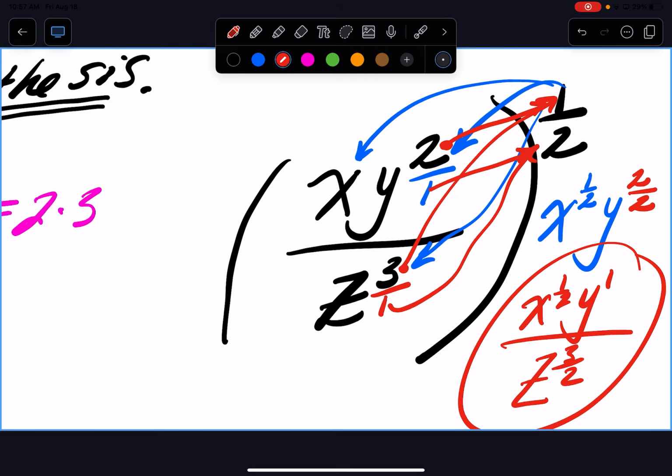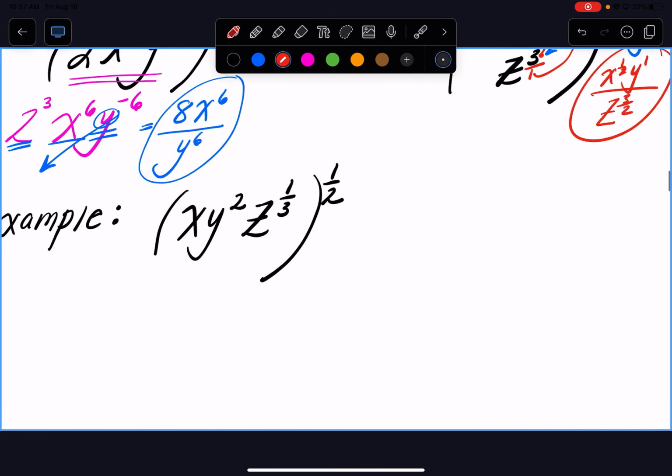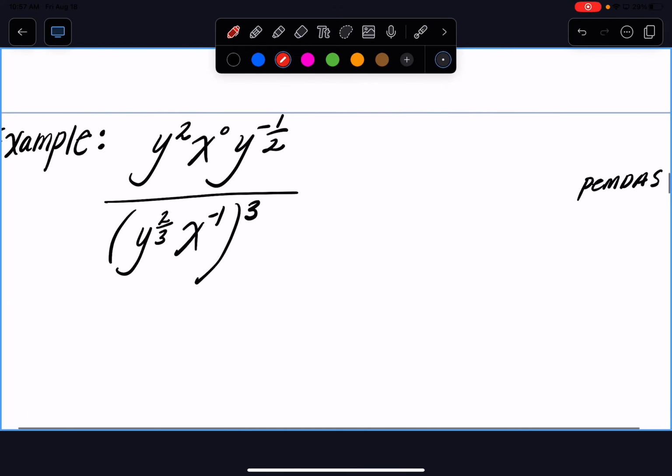Boom, there it is. Okay. So once again, just be careful. We get the picture. Let's just start with some examples.